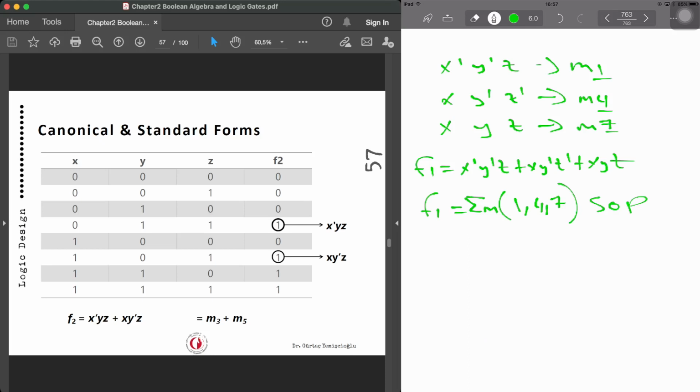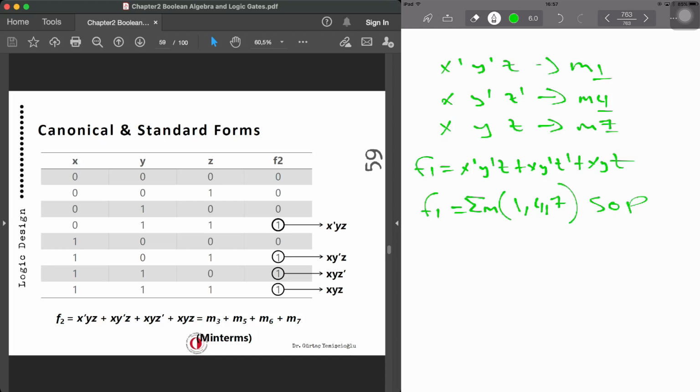And then we have got x, y, z prime, min term 6, and x, y, z, which is min term 7. And when we OR them together, we have got 3, 5, 6, 7 as the sum of min terms, and that will be our expression. Now, these are easy to find out.